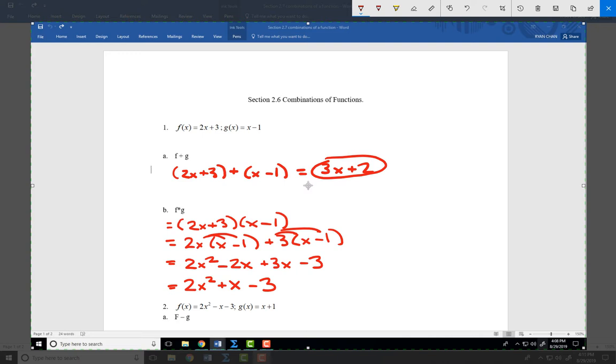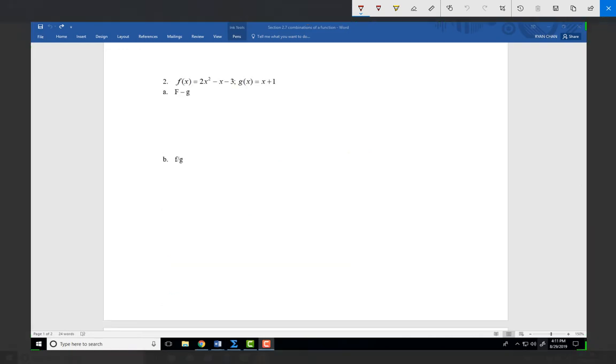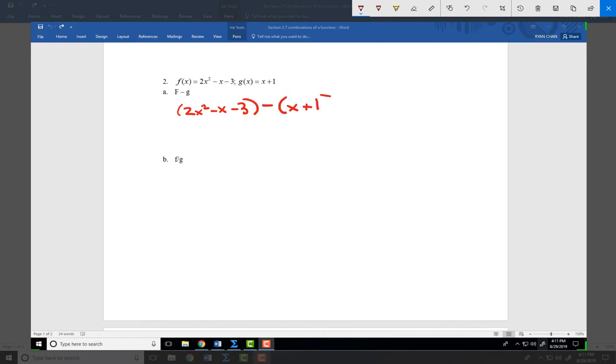Okay, so let's do a couple more examples. Here I have 2x squared minus x minus 3, and then x plus 1. I'll be asked to subtract. I'm doing the function f minus g. So I have 2x squared minus x minus 3. We have to be a little bit careful when we subtract. We're subtracting all of this, so I'm doing minus x, right? This becomes 2x squared minus 2x, and then negative 3 minus 1, which becomes negative 4. And that's my final answer right here.